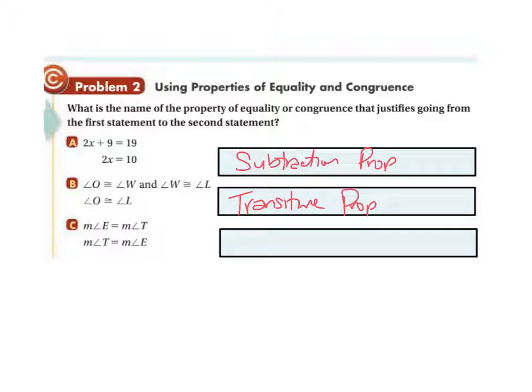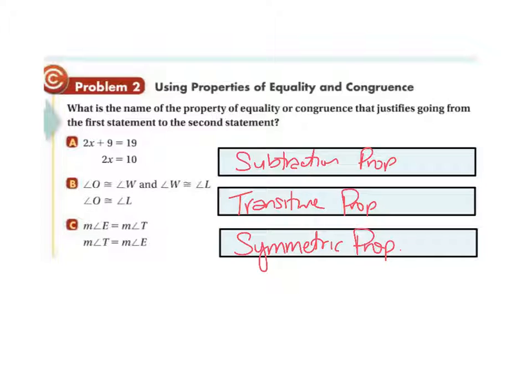Okay, next one. Let's see what they got going here. The measure of angle E is equal to the measure of angle T. Now they've flipped it around. The measure of angle T equals the measure of angle E. Oh, they just switched it. They switched the order. So switching the order, and you'll kind of be dependent on looking back at your notes on today's until you get the hang of that. But that one is called the symmetric property, when you switch the order around.